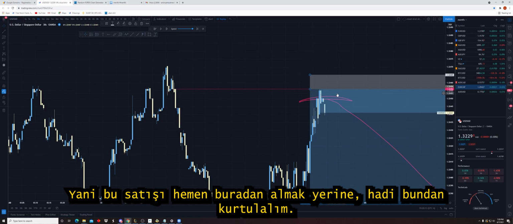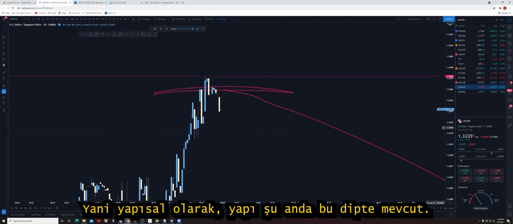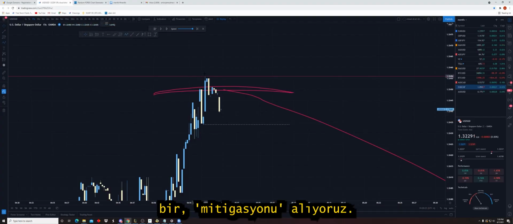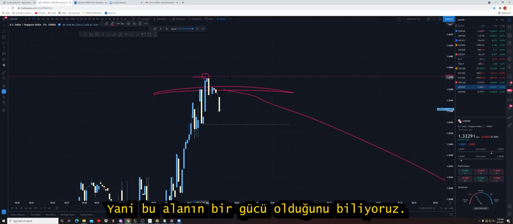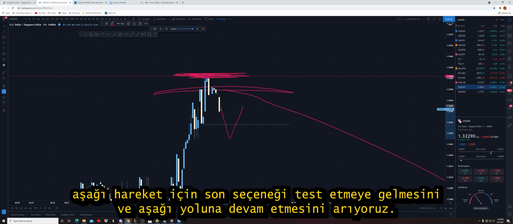So instead of taking the sell right here, let's get rid of that. Let's think about how structurally we moved. So structurally, right? Structure exists at this low right now. What we'd look for if we want to confirm this area, one, we're getting the mitigation. So we know this area has some potency. There's some smart money orders that are being basically defended here. And we'd look for the price to break down, come to test the last up move before the down move, and continue on its way down.